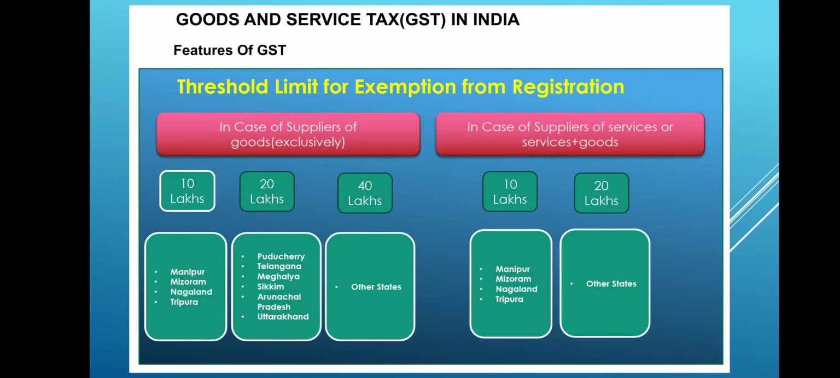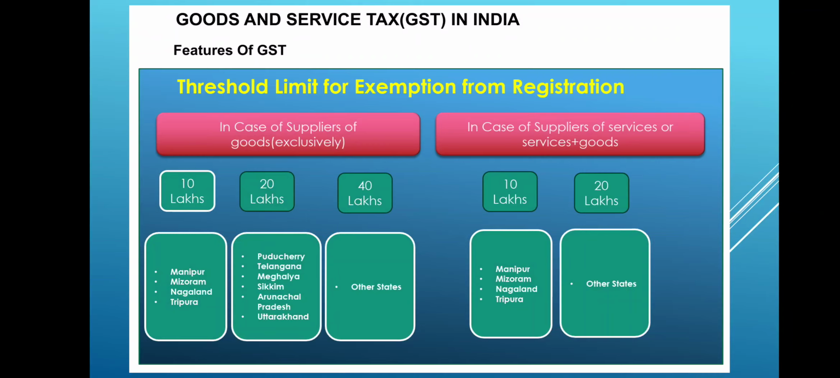The next feature is threshold limit for the exemption from registration. This is the most important feature of GST, because we all must know about the threshold limit for the exemption, or we can say how much the limit is there for registering ourselves under the GST. So there are generally two cases: in case of suppliers of goods exclusively, and in case of suppliers of goods as well as services. Now first talk about in case of suppliers of goods.